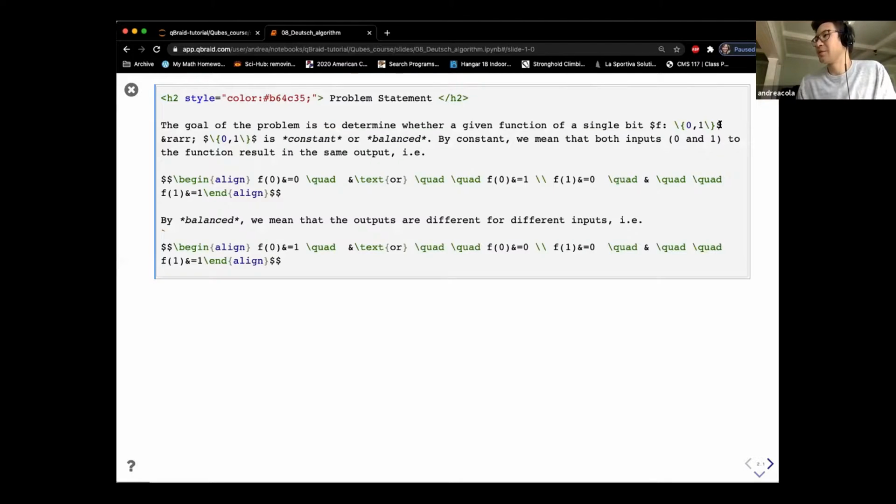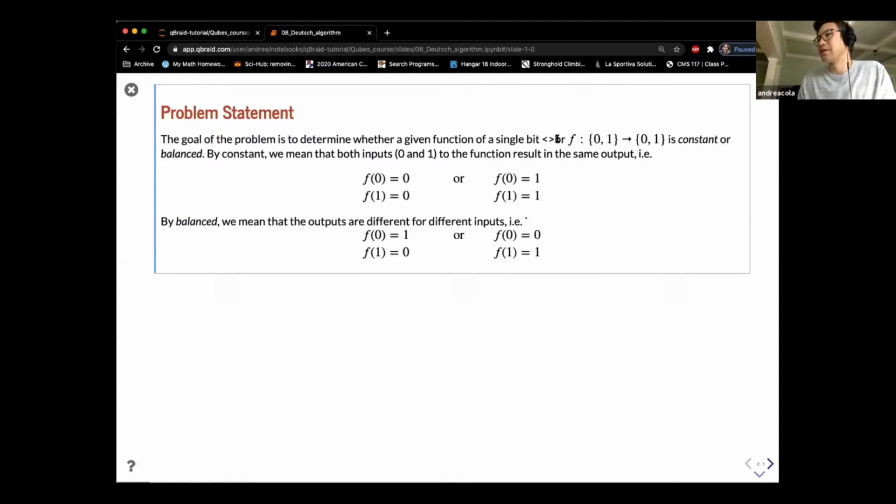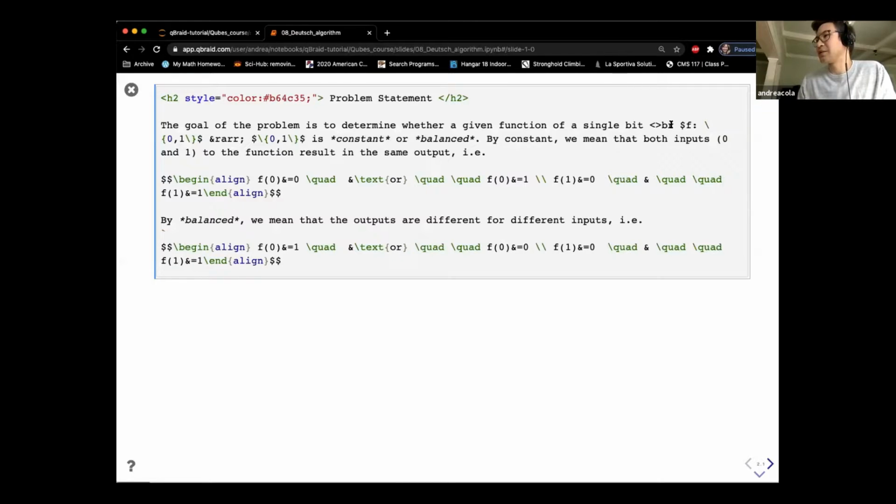Let me, I'm sorry, break this line. I think it looks a little ugly. What is this?